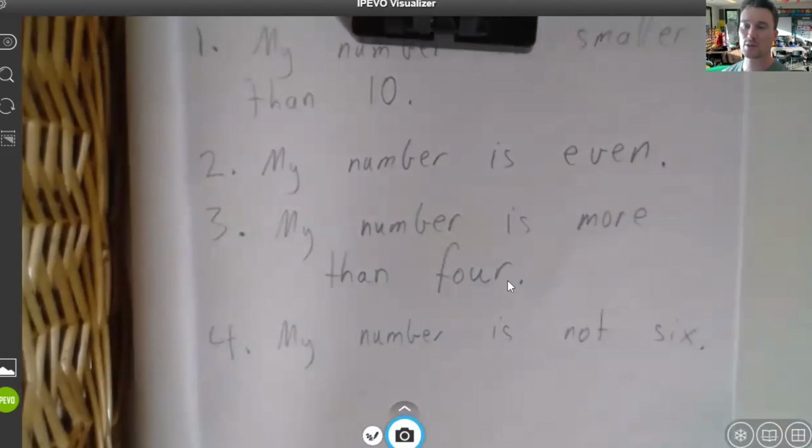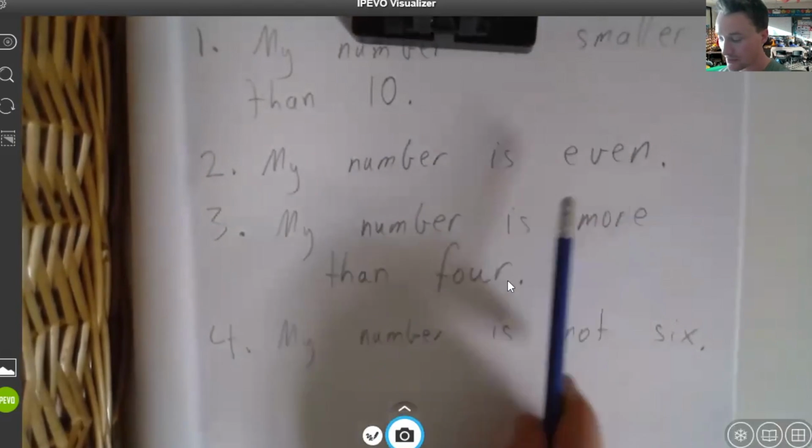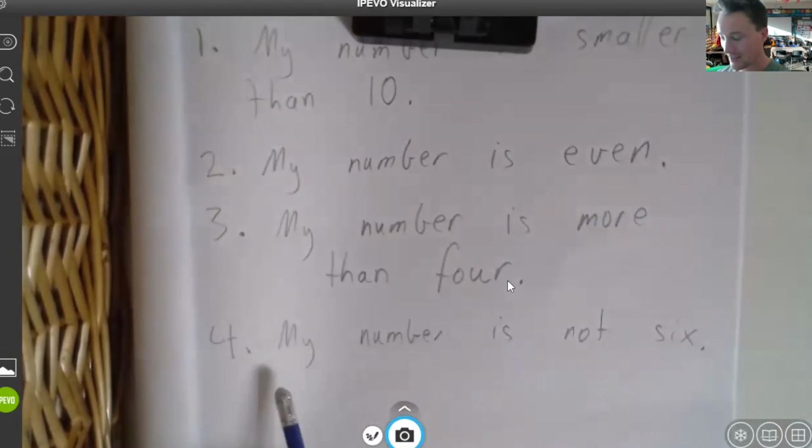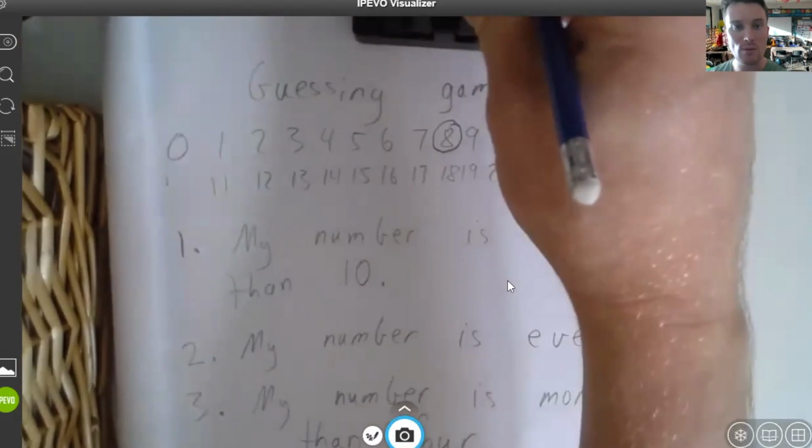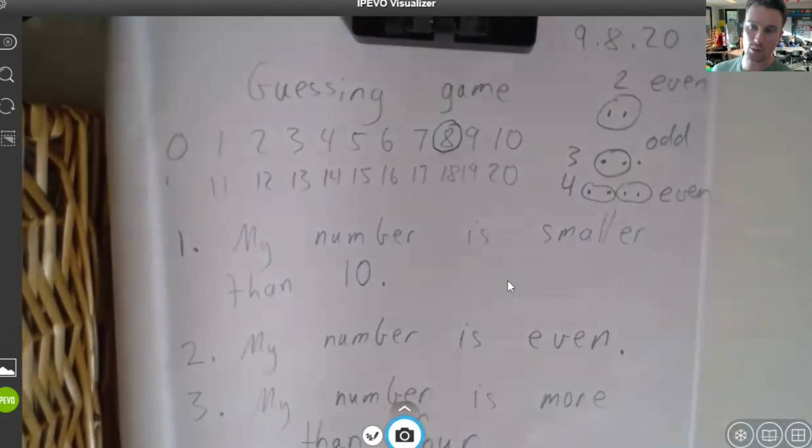So that last clue is finally telling your parents or your carer or your family member that your number must be 8 because it's smaller than 10, it is even, it is more than 4, and it is not 6. So there you go. So there's all our clues. So that was the first part of the work at home.